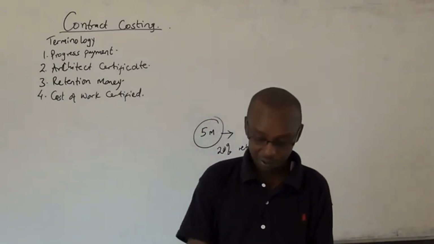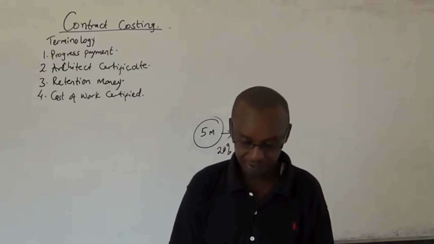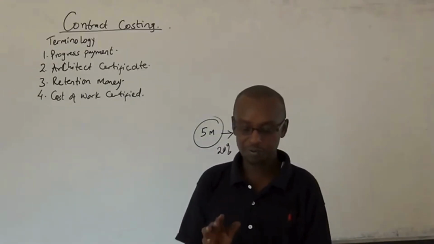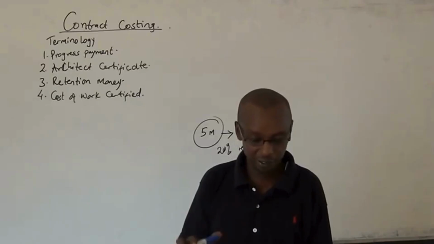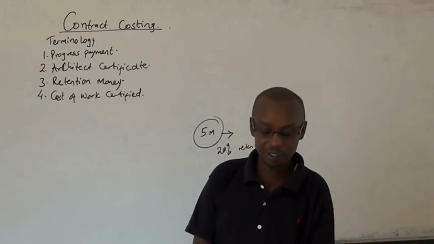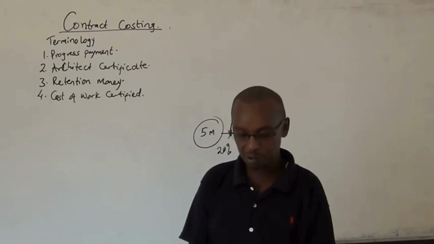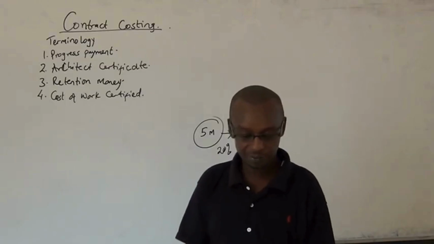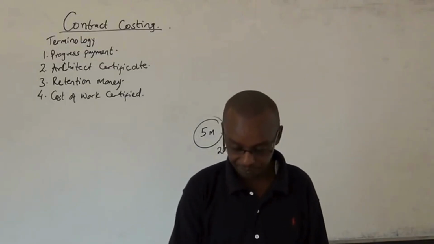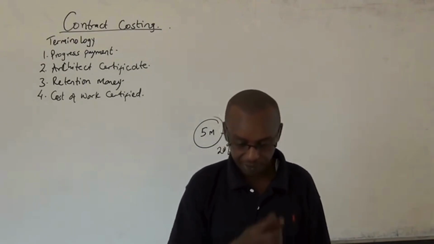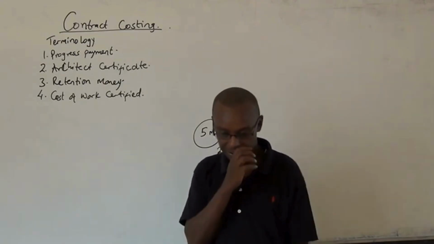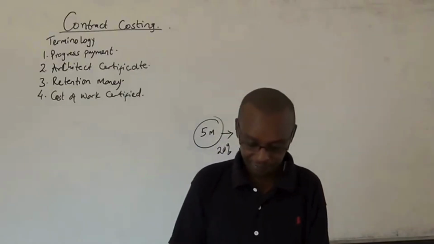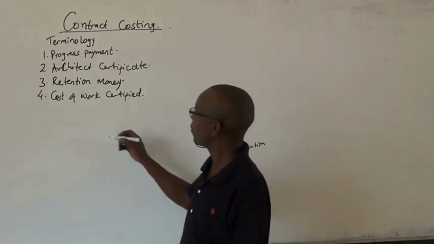So, for the cost of work certified, that is the portion of the total cost that relates to the work certified. So it is important to determine the profit attributed to each accounting period, and that is when you do the work certified. Then the notional profit.